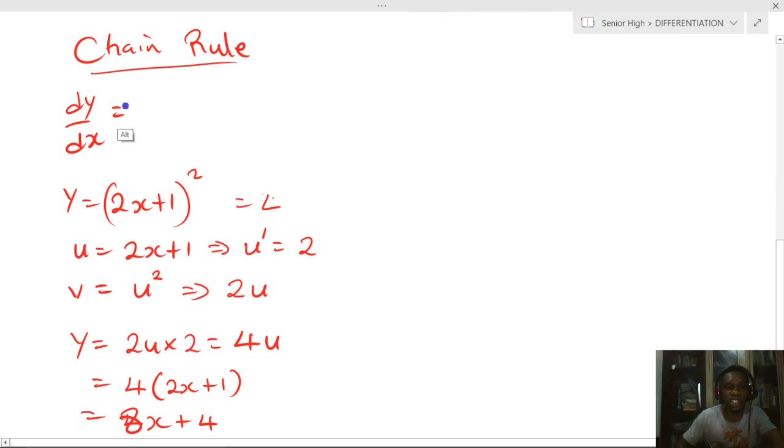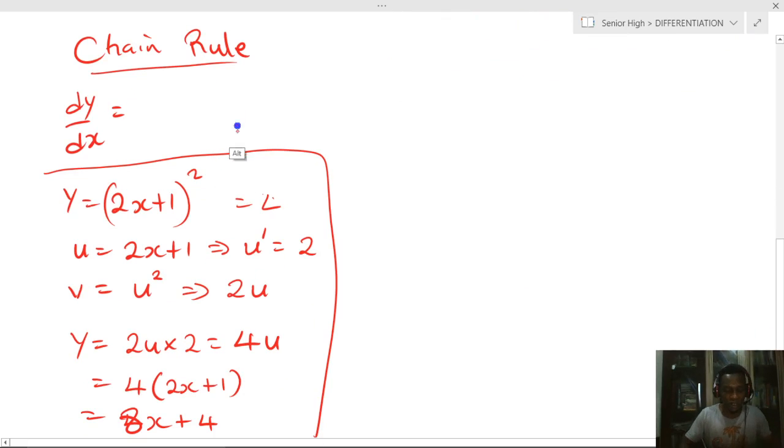So in essence, I can bring out the formula I've used to solve this. Whenever you have the dy dx of any value and you have two functions in that value, maybe more than two functions, but let's work with two functions, the formula will be dy over du multiplied by du over dx. So that's how we solve for our chain rule.